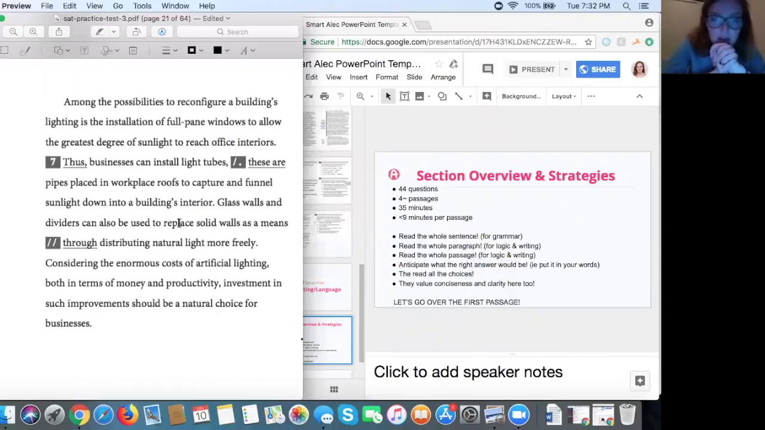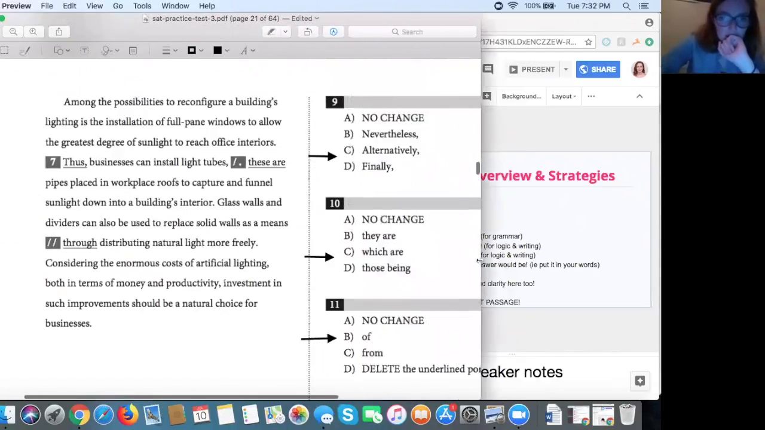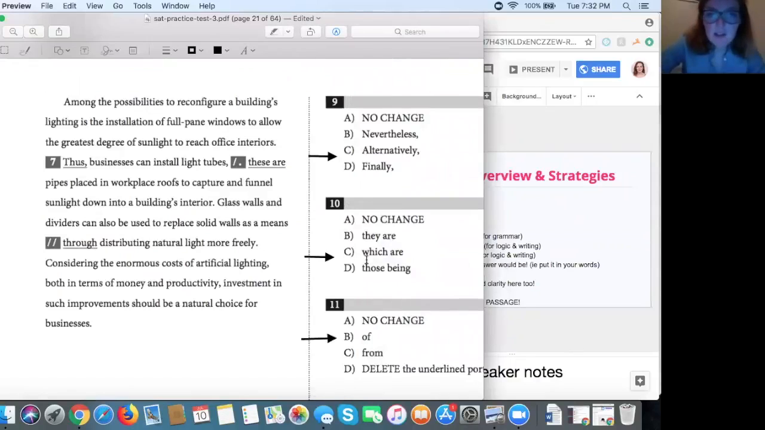Or businesses can install light tubes or other kinds of pipes placed in workplace roofs, that kind of thing. So if I'm looking for that information relationship, I could say businesses can install light tubes, comma, they are pipes placed in workplace roofs to capture and funnel sunlight down into a building's interior.